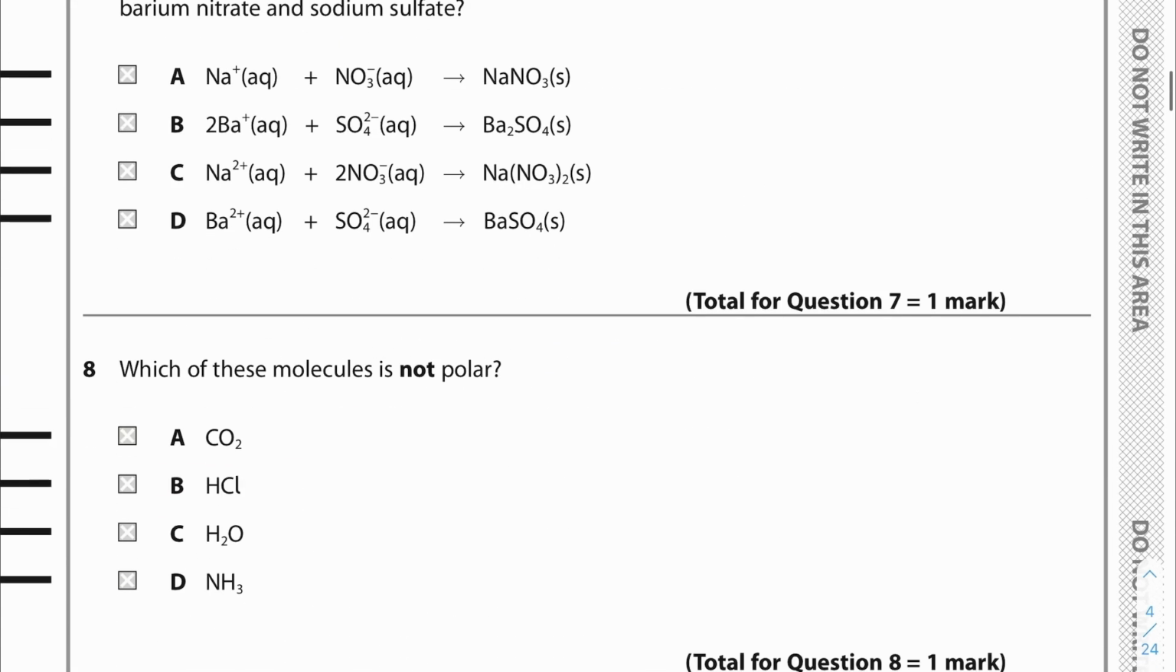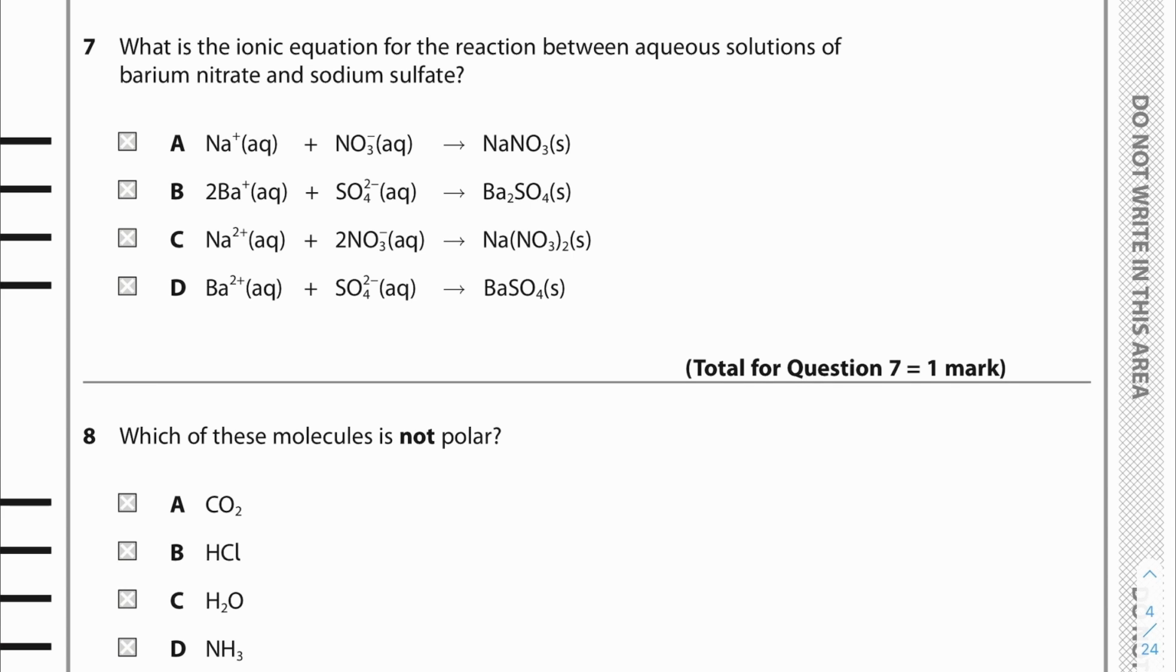Okay, so question number 7. It says, what is the ionic equation for the reaction between aqueous solutions of barium nitrate and sodium sulfate? So let's write it down. We have barium nitrate, Ba(NO3)2, plus Na2SO4, and we get barium sulfate, BaSO4, plus 2NaNO3, sodium nitrate.